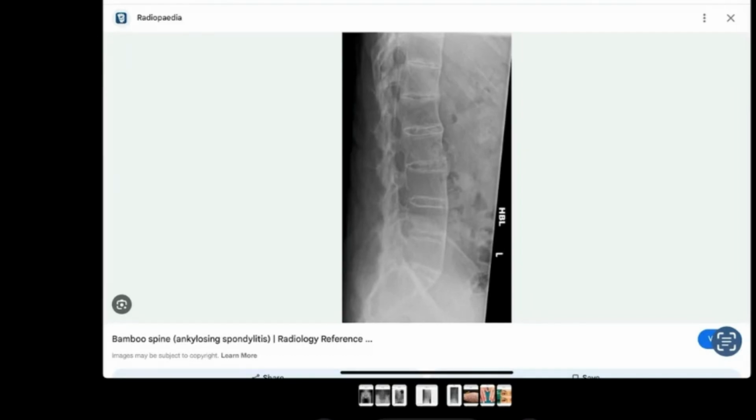They can give you an X-ray of this and ask you what's going on here. And they talk about the man with chronic back pain, limited movement of the chest, even eye inflammation, that's uveitis, for example. So we just need to remember that.